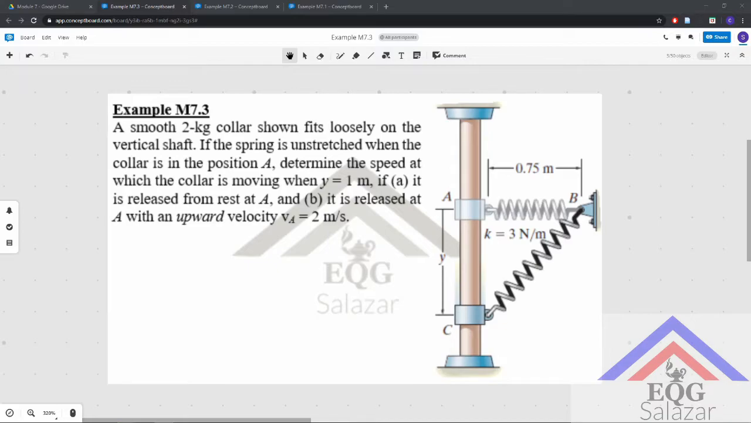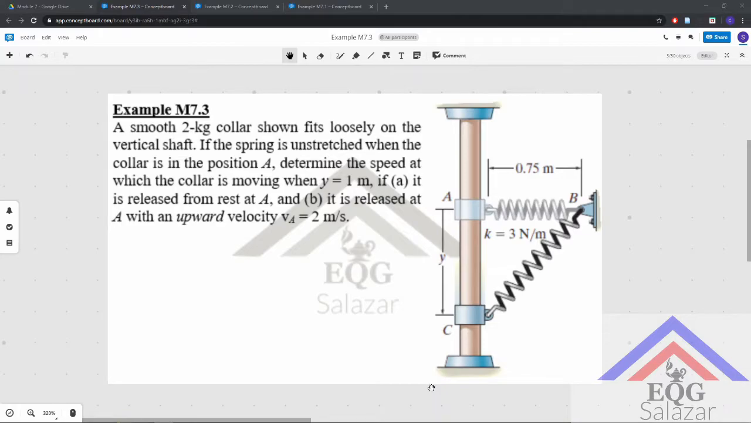If A is released, it is released rather from rest at A, okay? And B, if it is released at A with an upward velocity of 2 meters per second. So part A means that it's just released from rest, and then part B means you're pushing it up before it goes down.